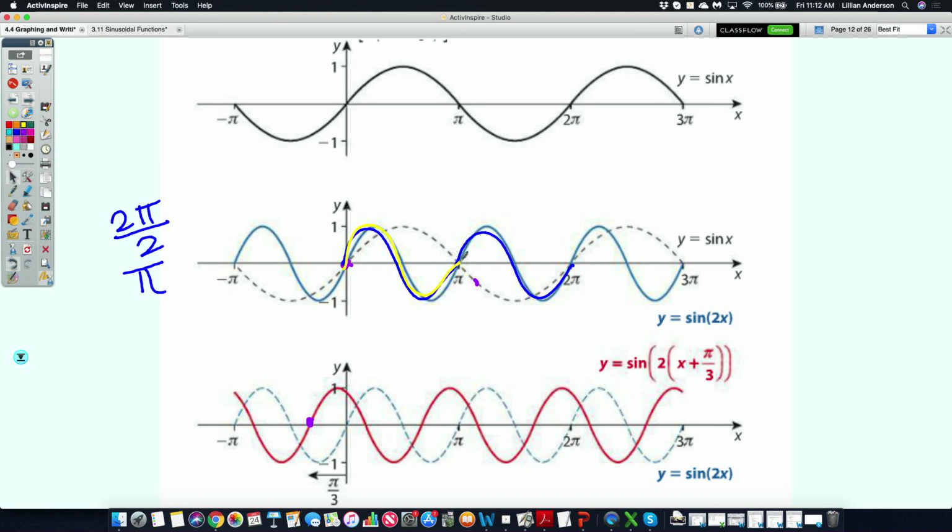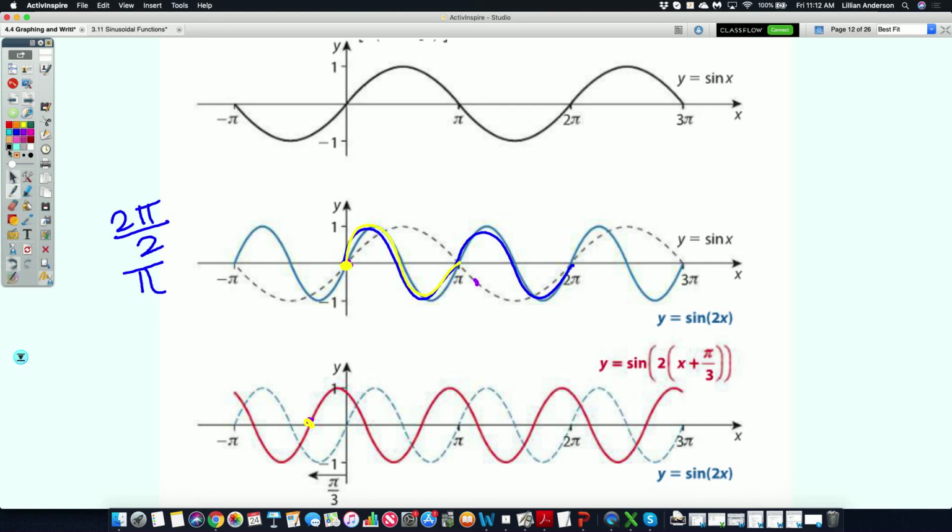What does the pi over 3 represent? C. In words, the horizontal translation. So this graph moved which way, left or right? Left, pi over 3 units. And as you can see, the starting point is no longer at 0, it is now to the left, and that is going to be pi over 3. So everything was shifted over. Yes?